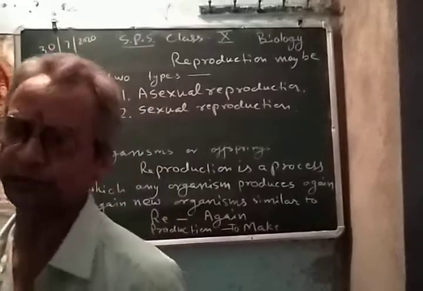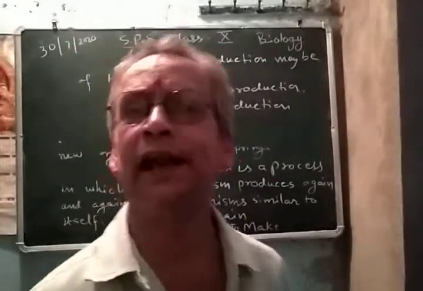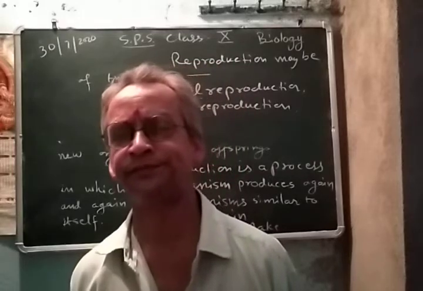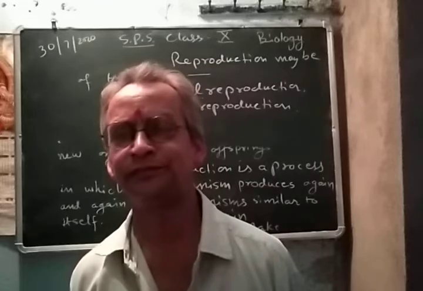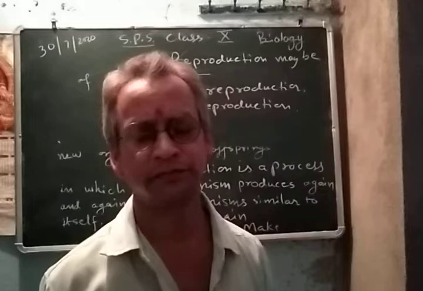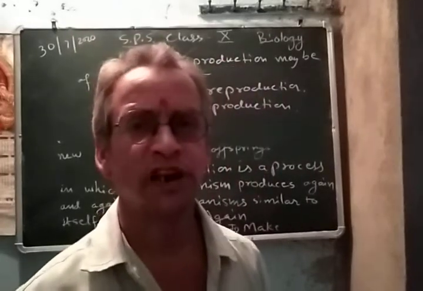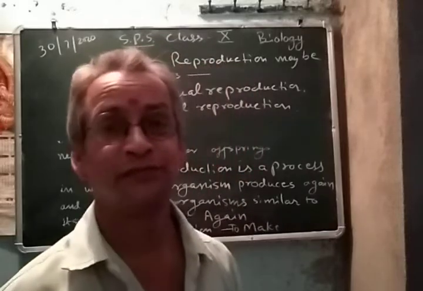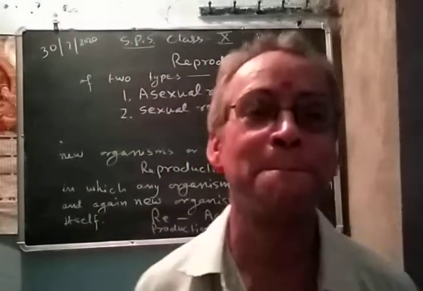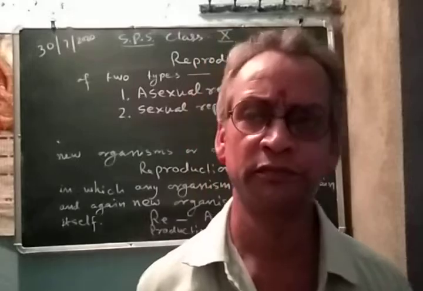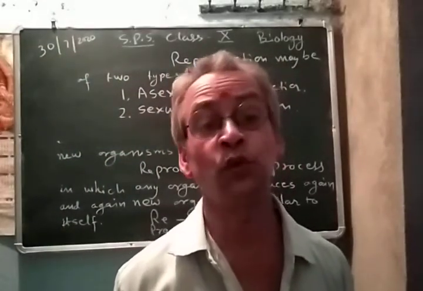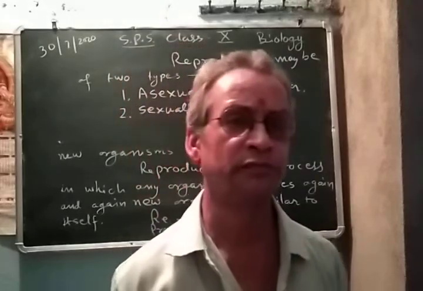In most of the organisms, male and female sex organs are present on separate bodies. Male organs are present on the male body, and female sex organs are present on the female body. These types of animals are called unisexual animals. For example, human beings.